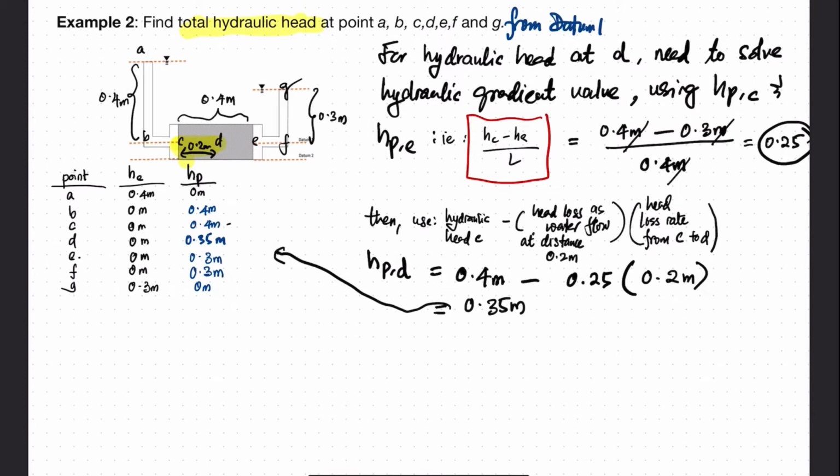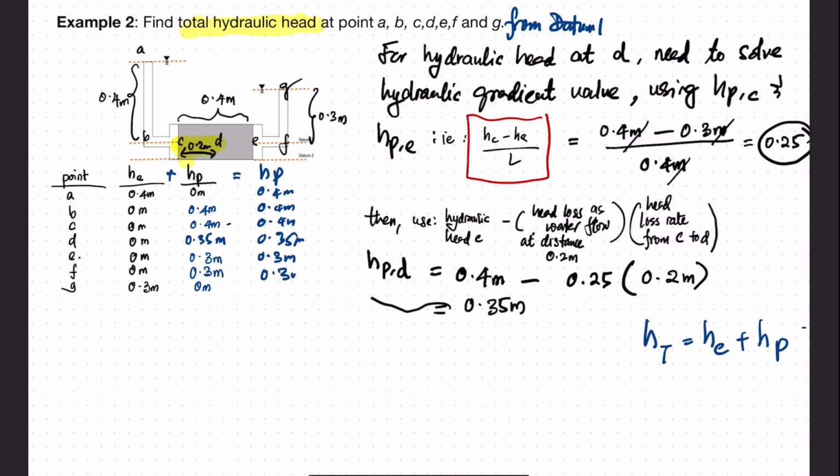So if you recall, HT equals HE plus HP. Basically you just add everything, so you're going to get the value of HT for all the points. Here for A is 0.4 meter, 0.4 meter, 0.4 meter, then 0.35 meter, 0.35, and then you have 0.3 meter, 0.3 meter, and 0.3 meter. So you're done with solving the problems.